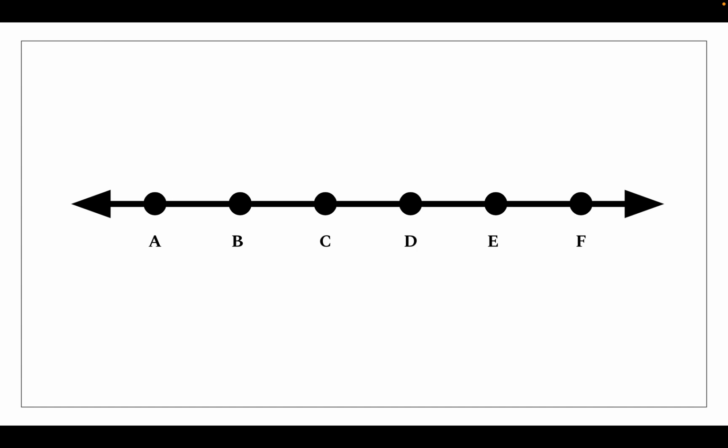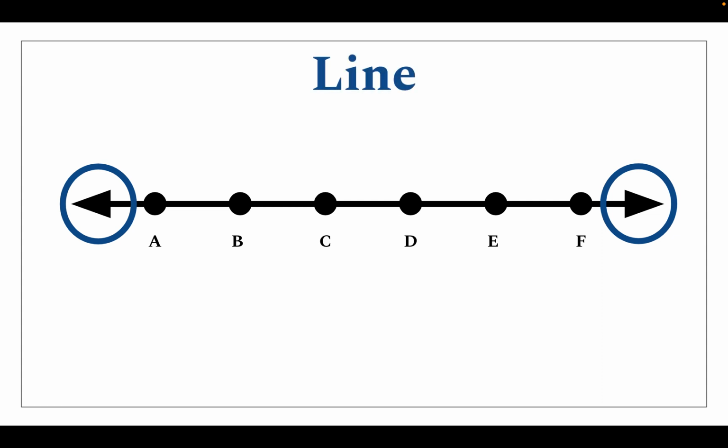In this case, this line has 2 arrows at the end. These arrows are telling me something. The arrows are telling me that this line never ends, and it continues to go, and it is endless. So it's known as a line.